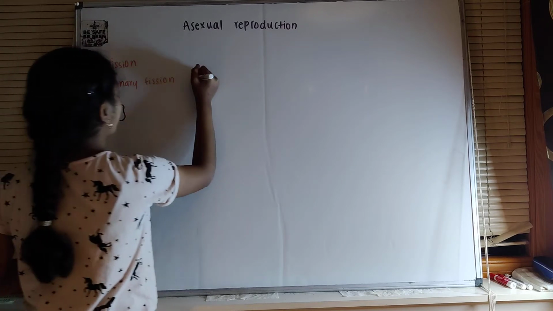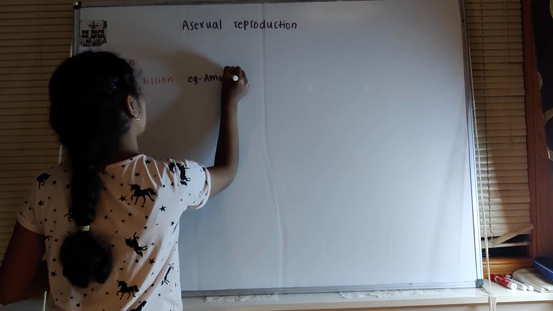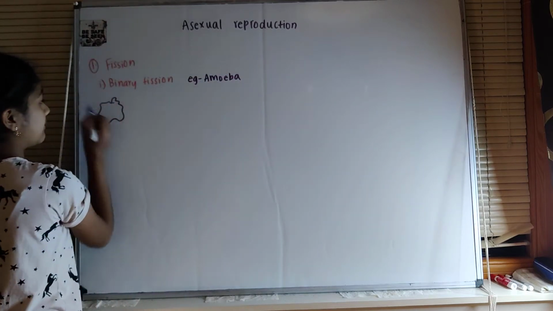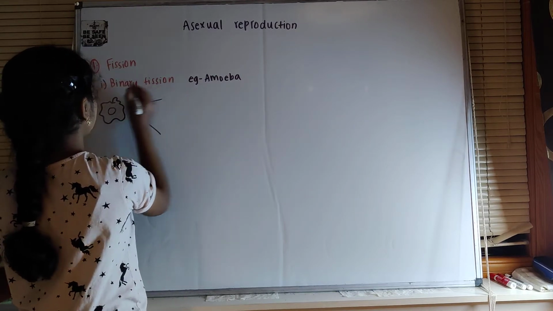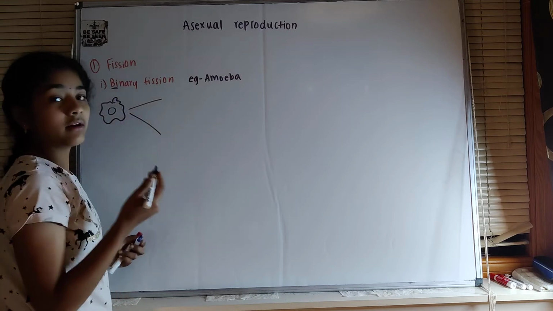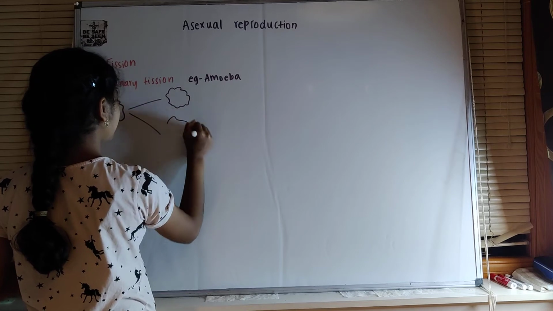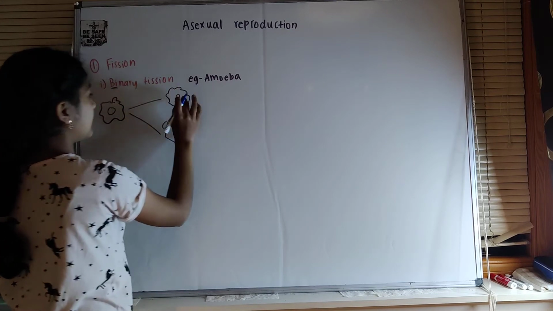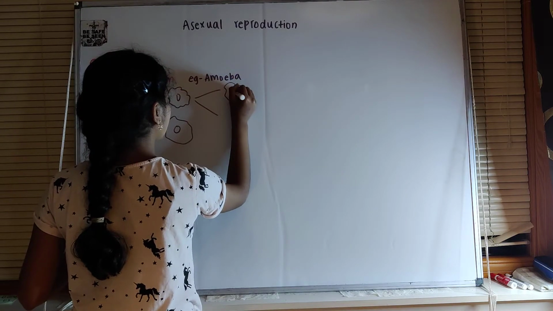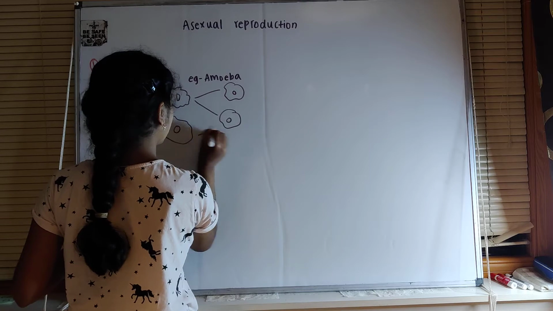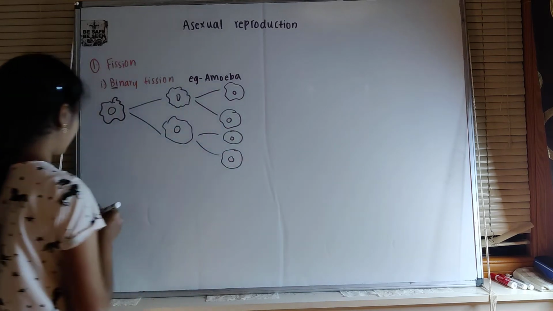Organism, let's take an example. So an example is amoeba. So if there's an amoeba and this divides into two, that's why it's called binary fission. So it's somewhat like this. And then this particular amoeba again divides into two, this way. This is what happens in binary fission.